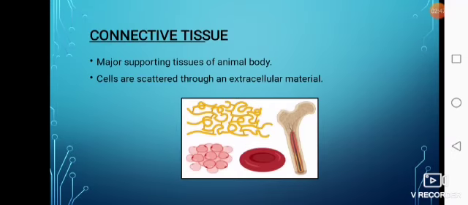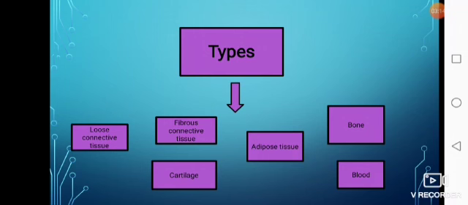Now we will discuss the connective tissues, another type of animal tissue. Connective tissue is the major supporting tissue of the animal body. Its cells are scattered through extracellular material, and connective tissue has 3 major types. First one is soft connective tissue.